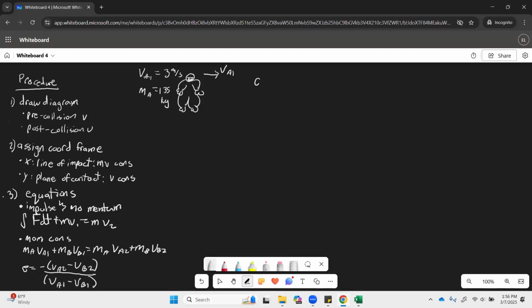Then let's say we've got another football player. Maybe this one is a little bit smaller, but still kind of big. And he's running with the ball to the left, and he's running with speed VB1. And his mass of B is 120 kilograms. So he's about 250 pounds.